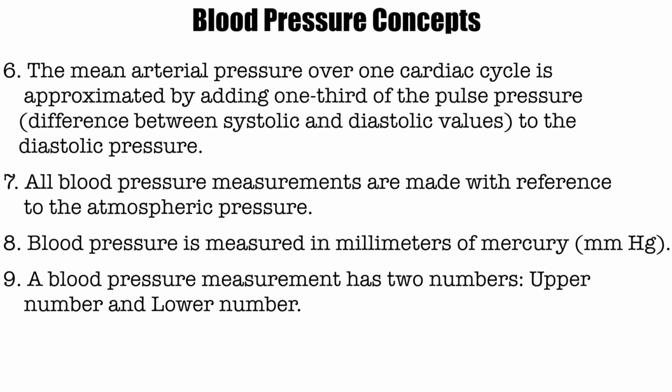Now let us find the range of blood pressure developed in the circulatory path. Remember, all blood pressure measurements are made with reference to the atmospheric pressure. Blood pressure is measured in millimeter of mercury, that is mmHg. A blood pressure measurement has two numbers, upper number and lower number. Upper number represents systolic pressure and lower number represents diastolic pressure.